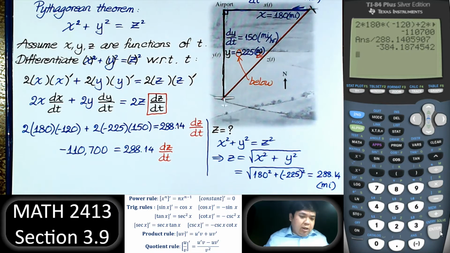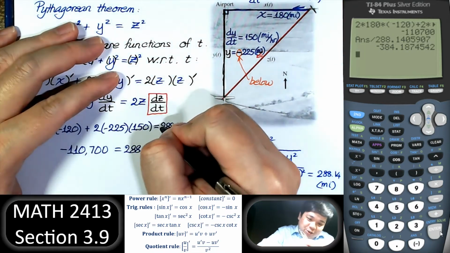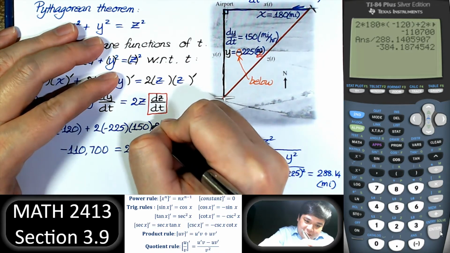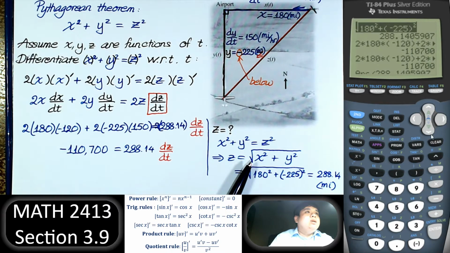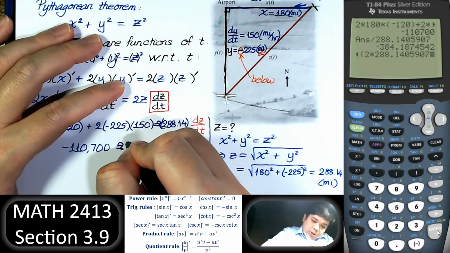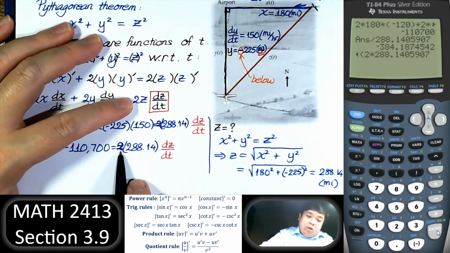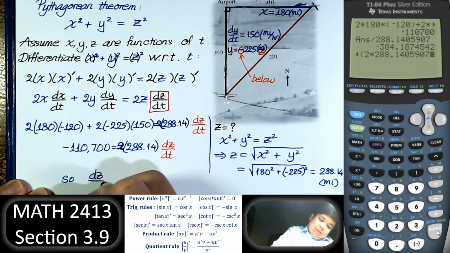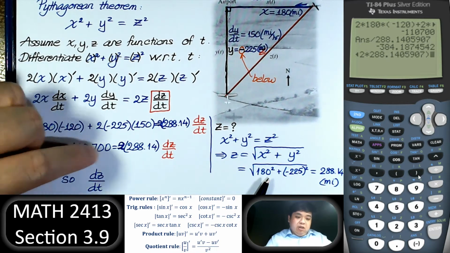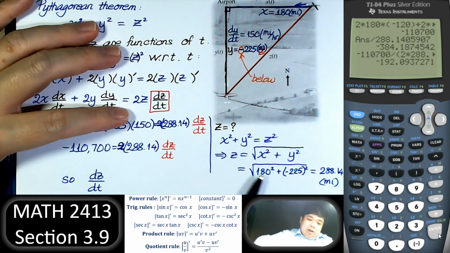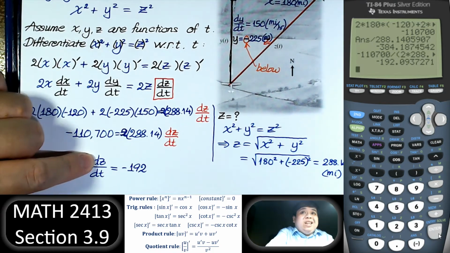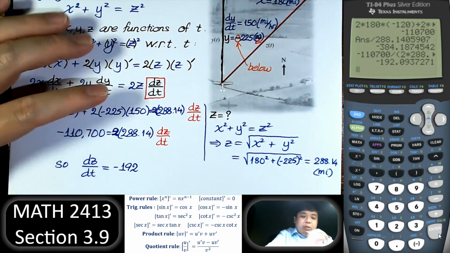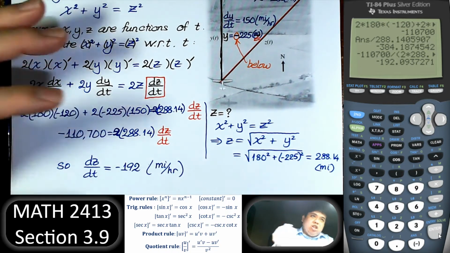But we forgot one thing, right? There's a 2 here, which I forgot. So we have this number divided by 2 times that number. Forgot there's a 2. And so dz over dt, we have that number divided by 2, divided by that, and we have negative 192. Just 192. The unit of z is mile, the unit of t is hour, so we have miles per hour. That is the unit, which is good.